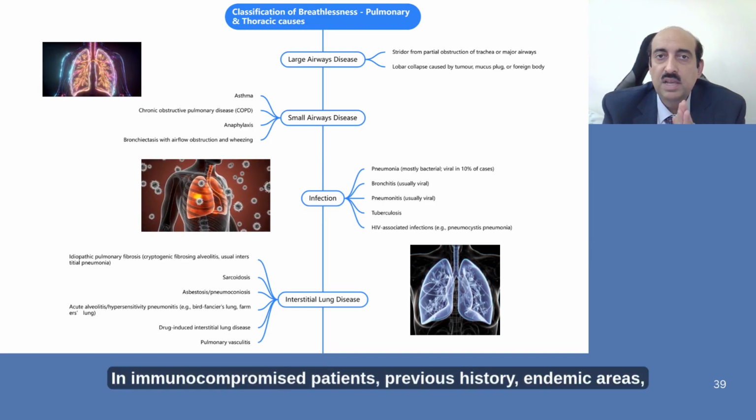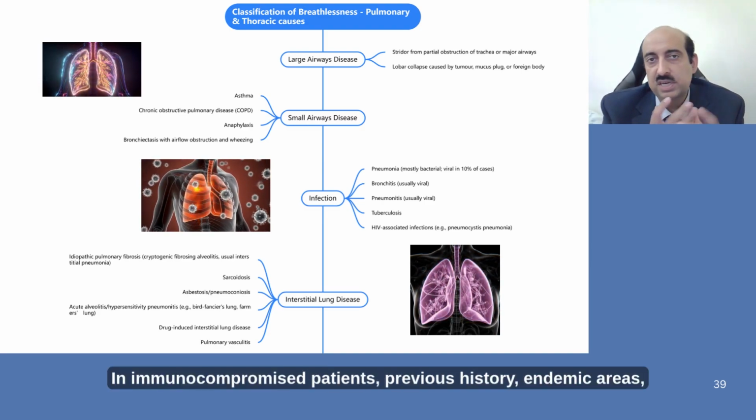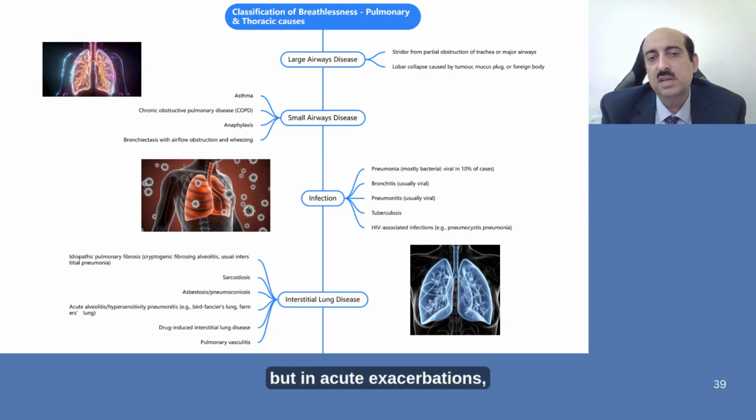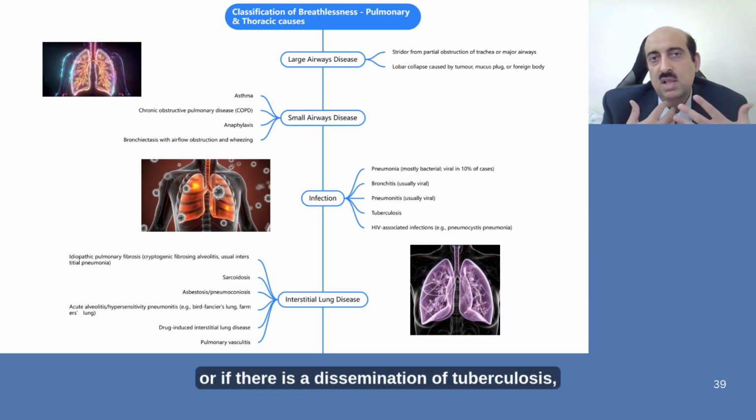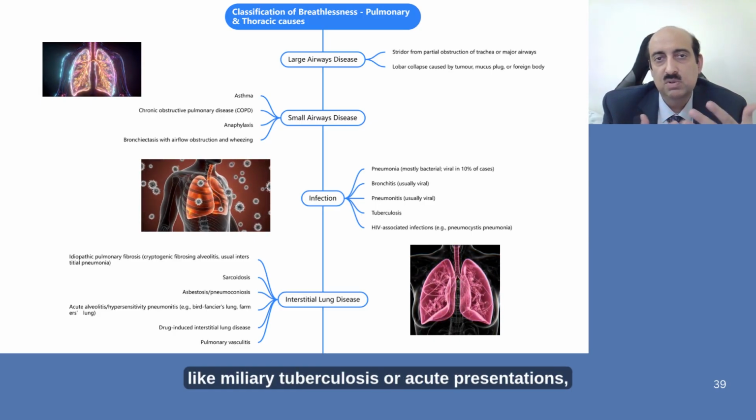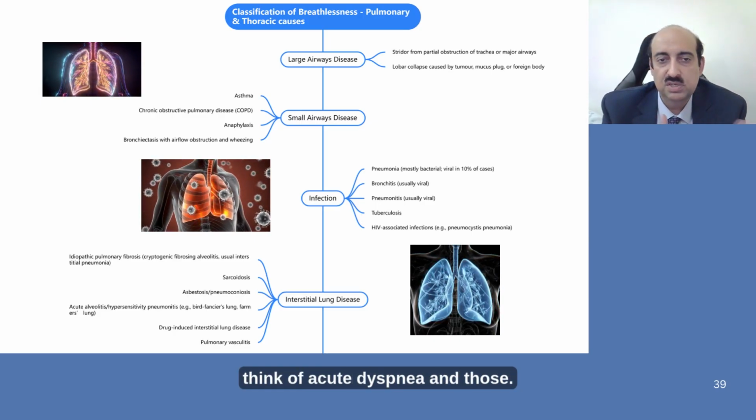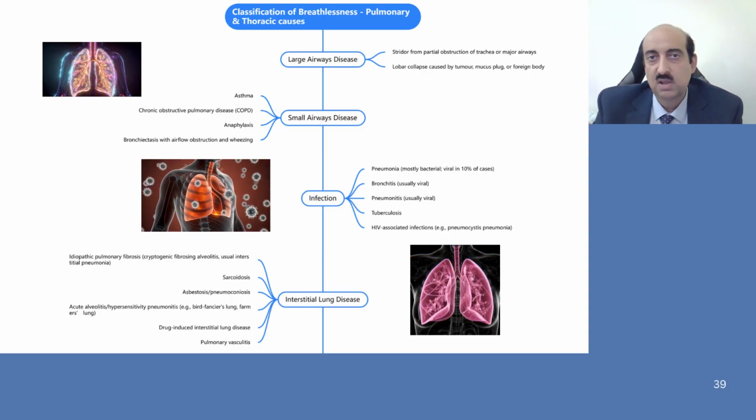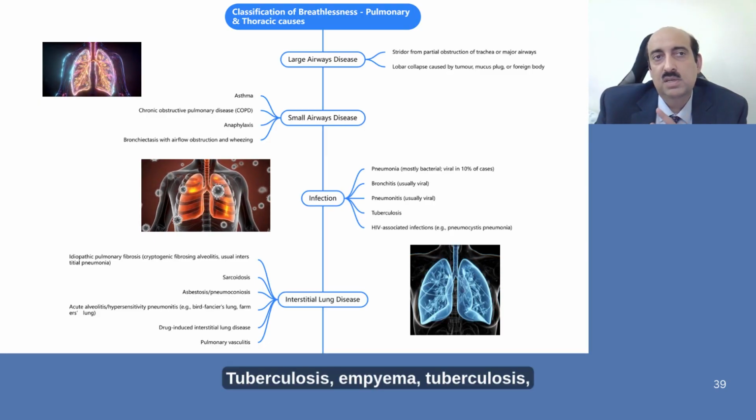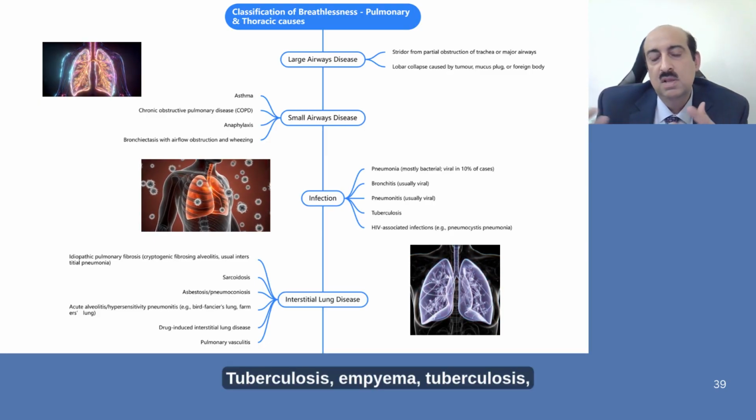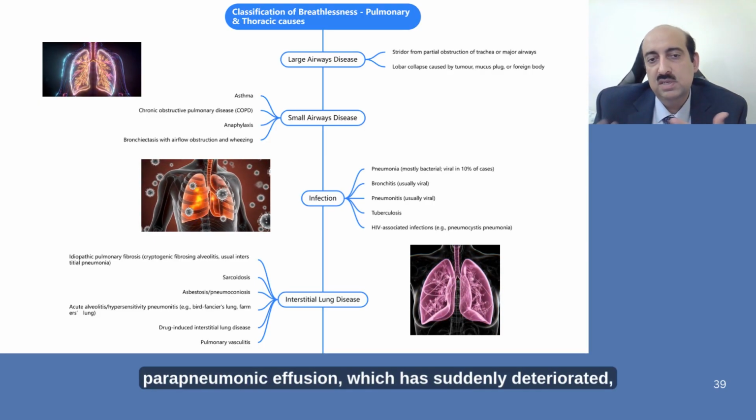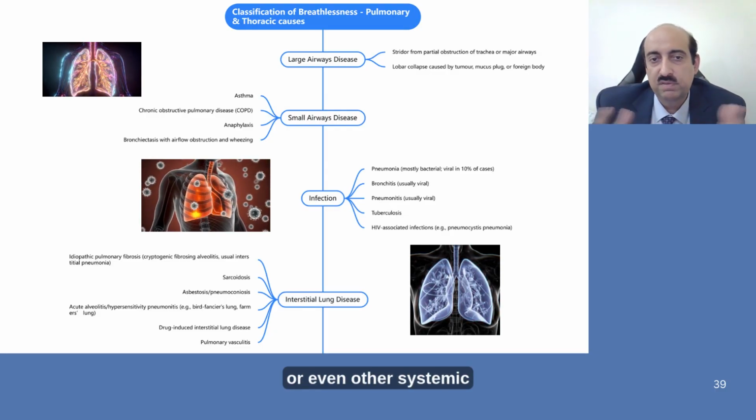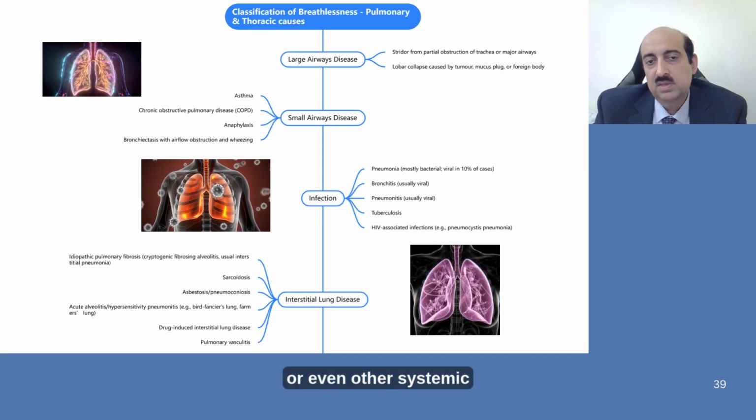Tuberculosis in immunocompromised patients, previous history, endemic areas. That's usually more of a chronic presentation, but in acute exacerbations, or if there is a dissemination of tuberculosis like miliary tuberculosis or acute presentations, think of acute dyspnea in those conditions, or tuberculosis leading to complications, tuberculous empyema, tuberculous pleural effusion which has suddenly deteriorated, etc., or acute hemoptysis leading to problems, or even other systemic complications.